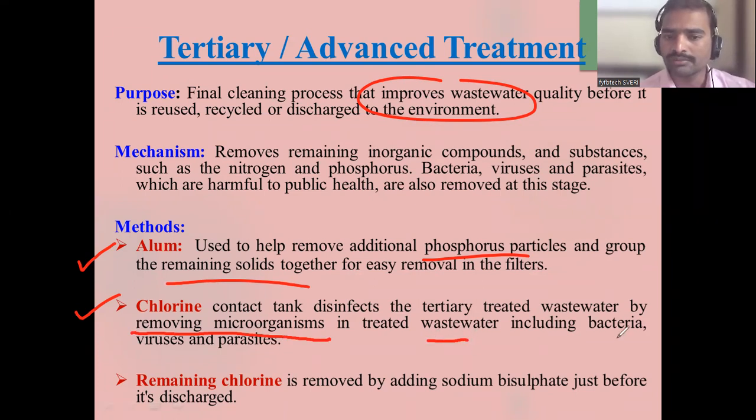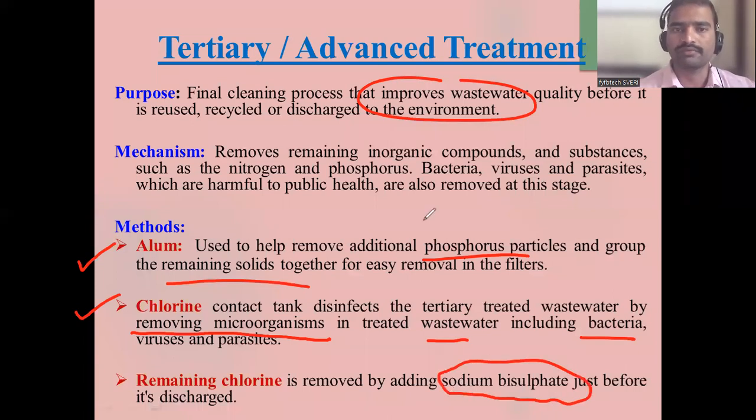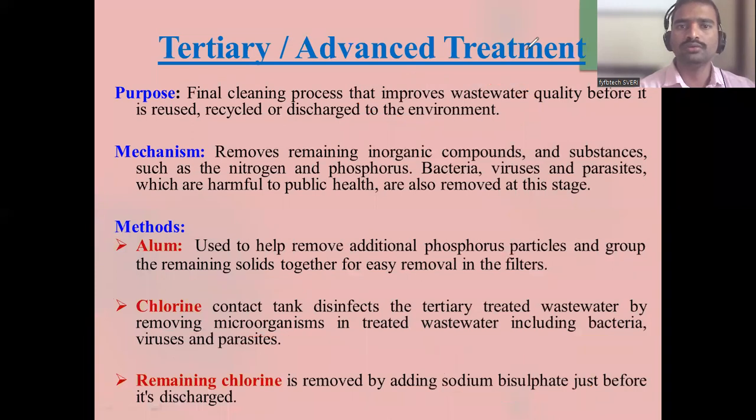What are the microorganisms? Bacteria, viruses, parasites. So viruses, bacteria, parasites, those will be removed by chlorine. If the added chlorine is more, excess, how will that be controlled? By adding sodium bisulfate. Okay, so this is how wastewater is treated in tertiary treatment.